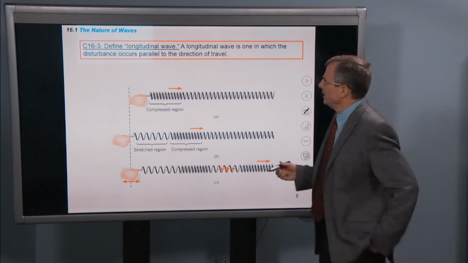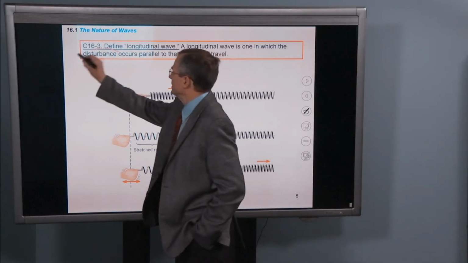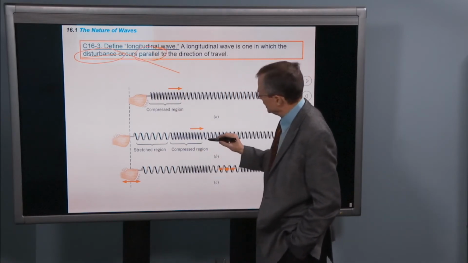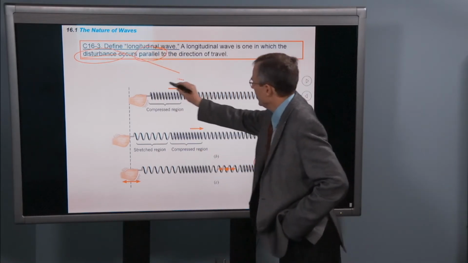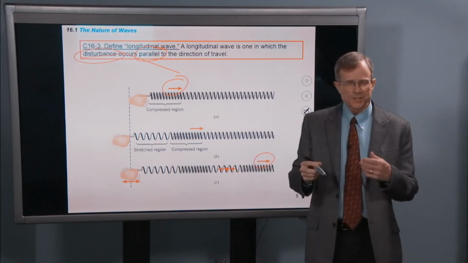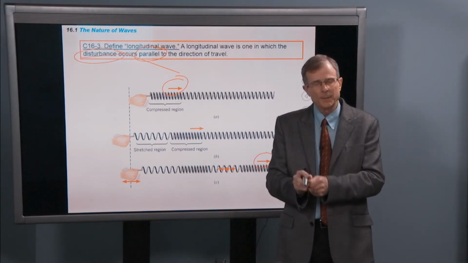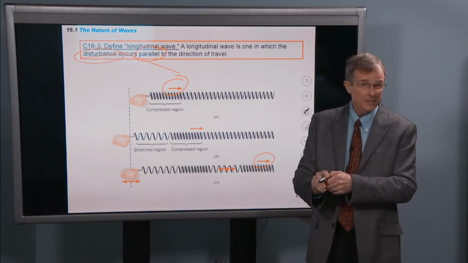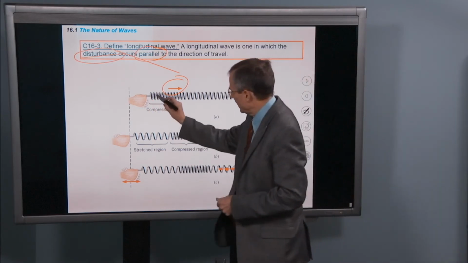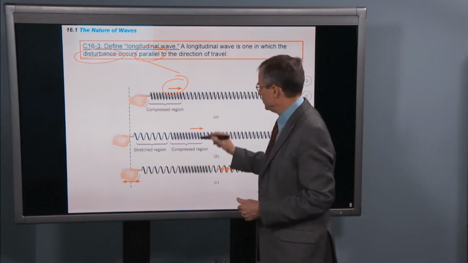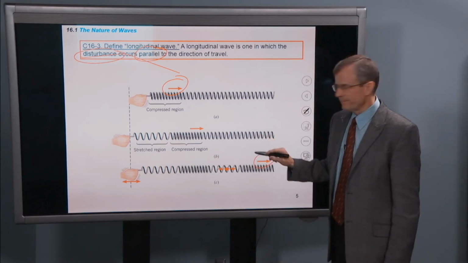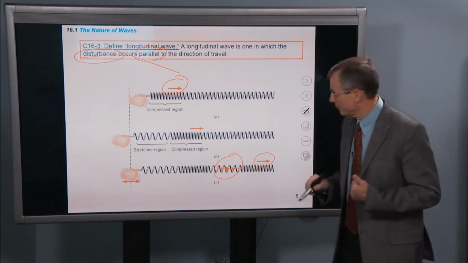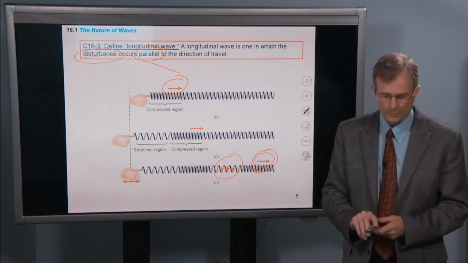A longitudinal wave is one in which the disturbance occurs parallel to the direction of travel. So again, here's the direction of travel, but instead of jiggling the end of the slinky up and down, we're pushing it back and forth along the axis of the slinky. So the hand comes forward, creates a compressed region that propagates to the right, and then the disturbance in the slinky is in the same direction as the direction of travel. That's how that works.